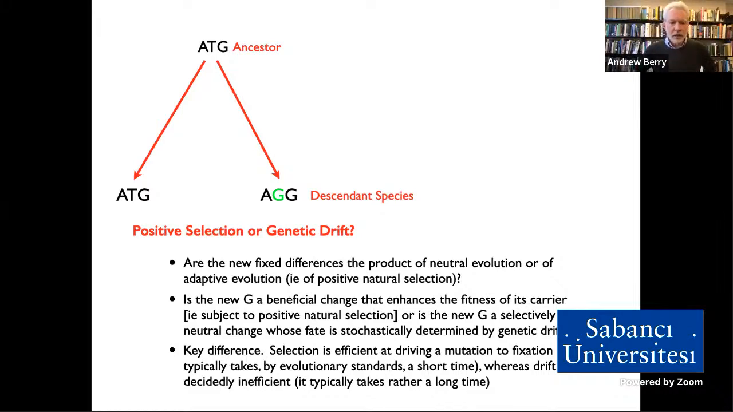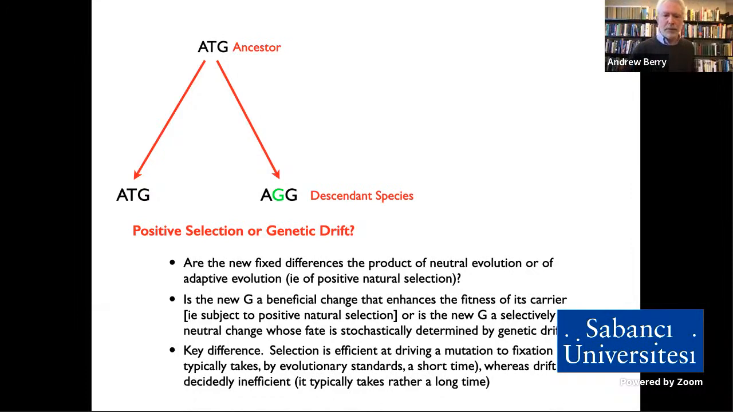We've got an ancestor sequence, which is ATG, and one of the descendant species has replaced the middle T with a G. So we have a difference between the two descendant species. ATG is different from AGG. Okay, so what does that mean?